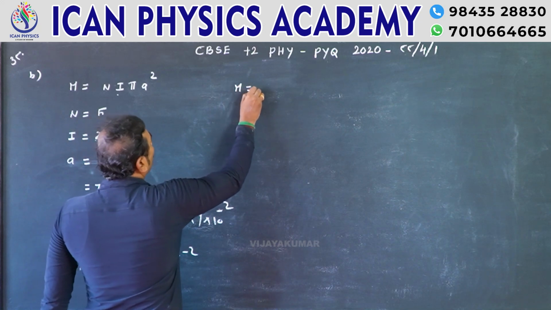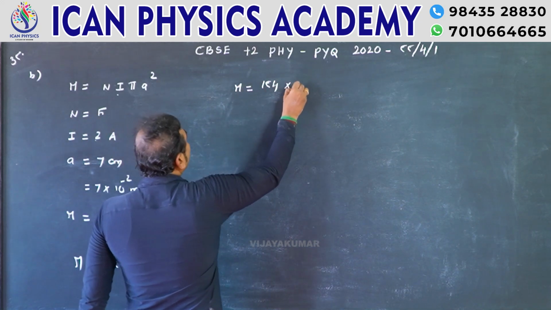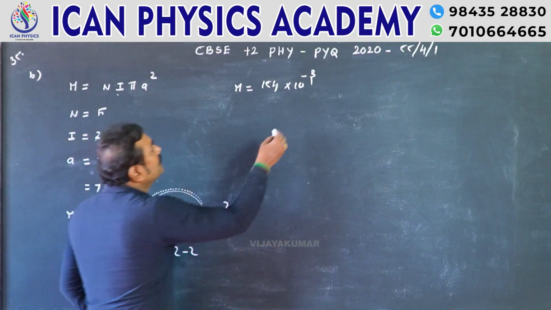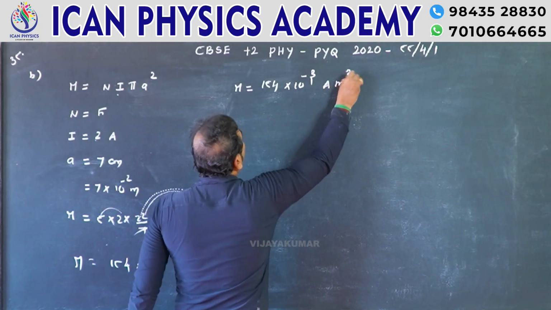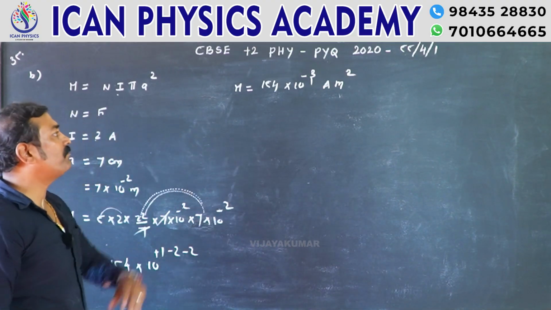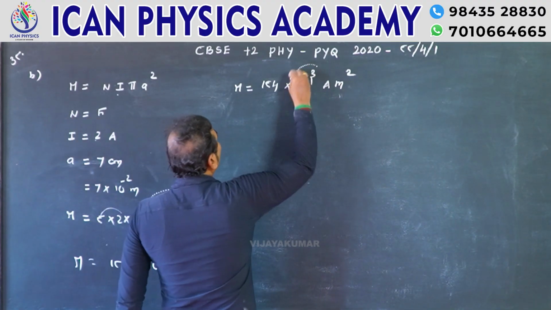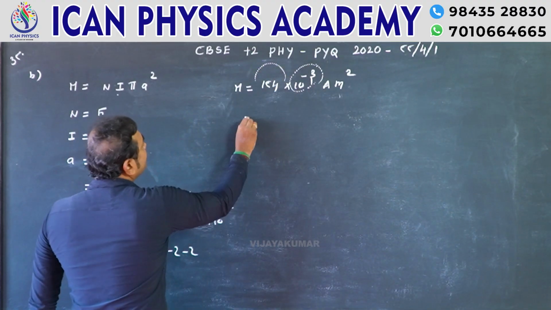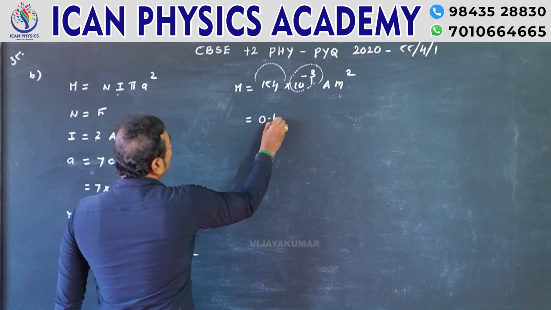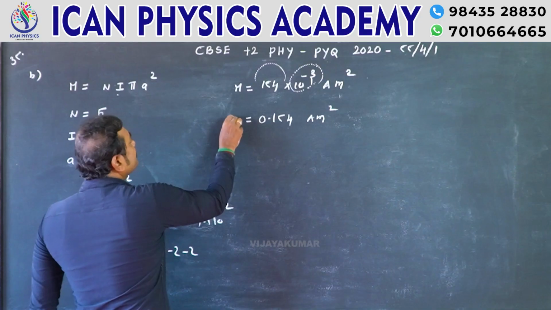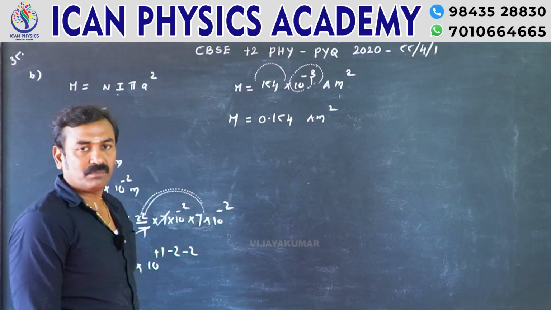So the magnetic moment is 154 into 10 to the power minus 3 ampere meter square. So this is the magnitude. The answer can be taken as, so before 3 digits we can put the decimal point. So 0.154 ampere meter square. This is the magnitude of magnetic moment.